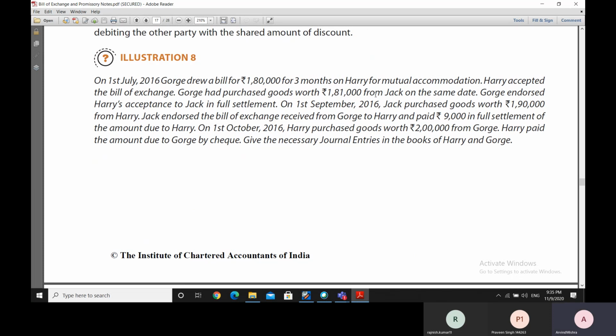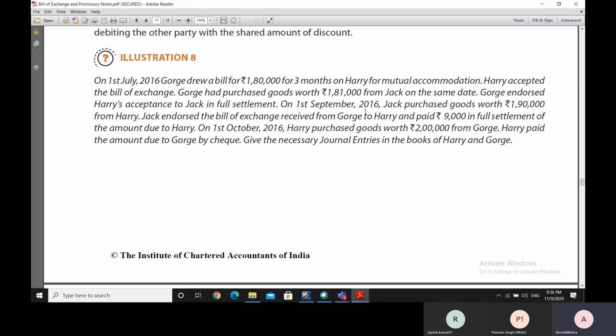Because here George had purchased goods worth 1,81,000 rupees from Jack, George has endorsed Harry's acceptance to Jack in full settlement of the amount. So Harry had accepted the bill here, and that acceptance has been endorsed to Jack, who is the seller, by George. So George has actually purchased this amount, 1,81,000 rupees. Therefore, he endorses a bill accepted by Harry, and he gives it to Jack in full and final settlement.